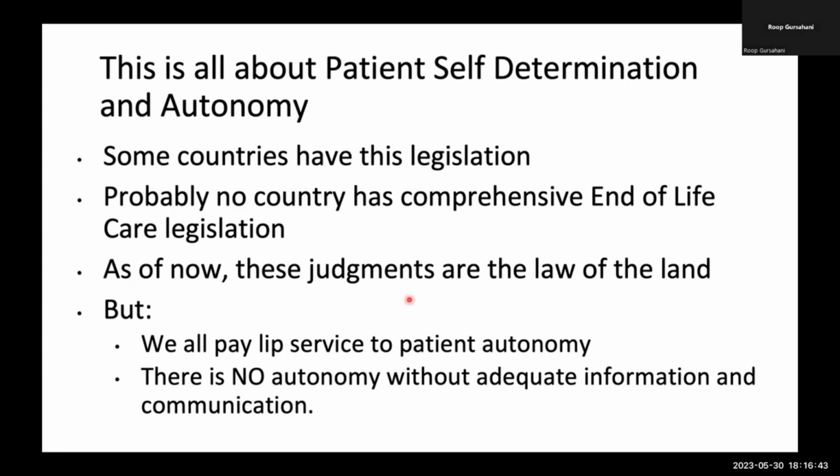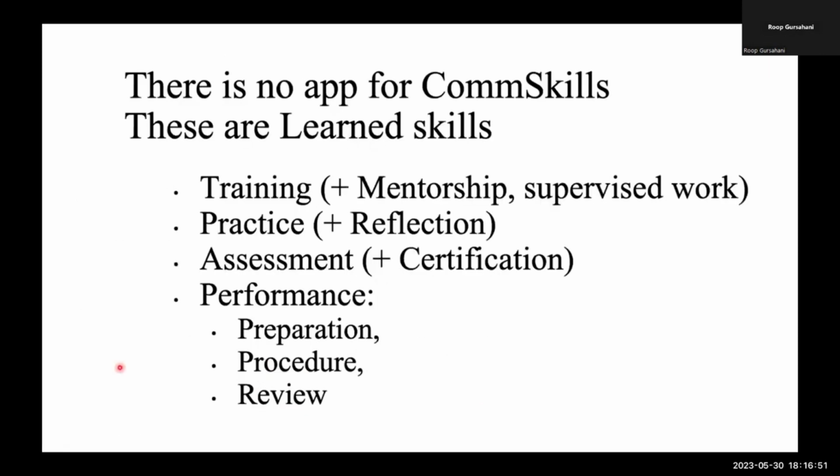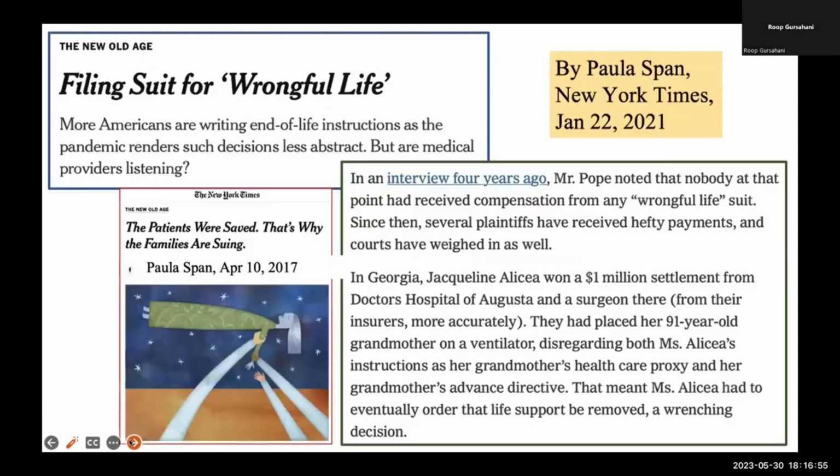Remember that although we pay lip service to autonomy, there is no autonomy without adequate information and communication. So foreseeing and foretelling. I told you earlier that this needs to be learned. And what happens if you fail on this? Now, in India, we are beginning this journey, so maybe it's difficult to. I mean, we don't have any knowledge of what will happen here.